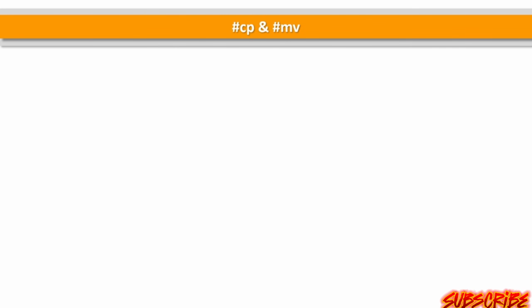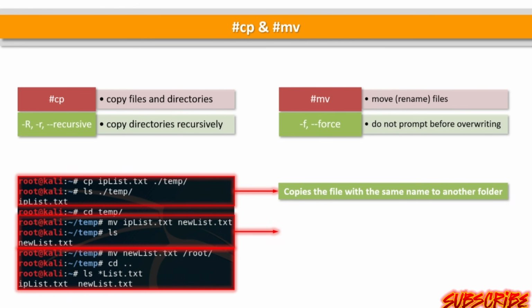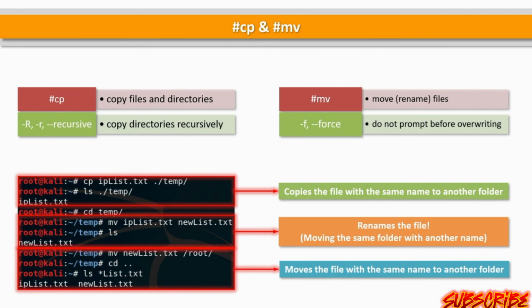The cp command is going to copy files and directories or copy multiple sources to a destination directory. The -r parameter is used to copy directories recursively. The mv command will move or rename files or directories, or it can move multiple sources and their files or directories to a destination directory. The -f parameter is used to not prompt before overwriting.